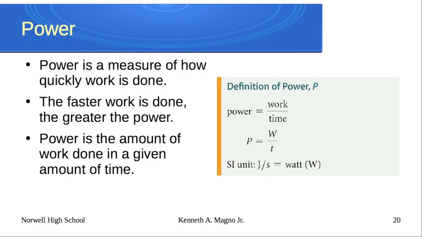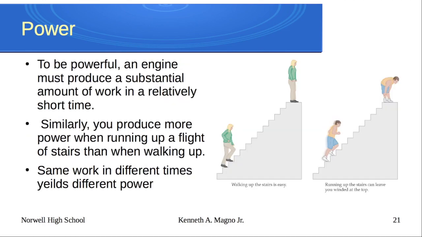Well, first of all, why do we have the term watt? We'll get to that in a minute. So to be powerful, an engine must produce a substantially large amount of work in a relatively short amount of time. So if we think of car engines, we actually talk about horsepower, which has a relevance back to watts. Horsepower is an equivalent power to a horse. So cars with higher horsepower means they can do a lot of work in a small amount of time.